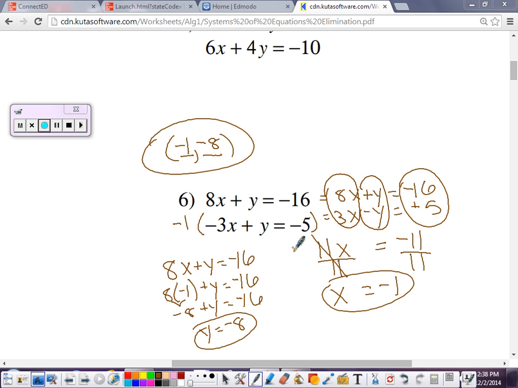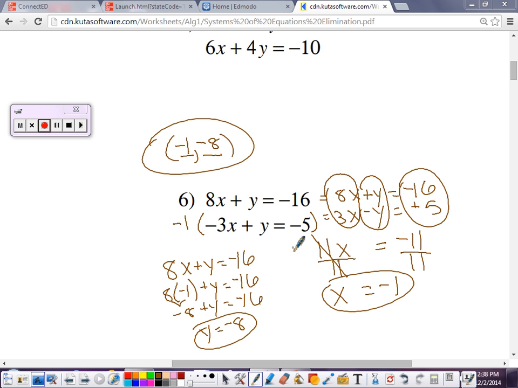You may get an answer that doesn't make any sense. If that happens, then that means you have no solution. That means those two lines never cross. All right, so you have a couple of situations. You can get an x and a y. That means the lines cross, so you have a solution.